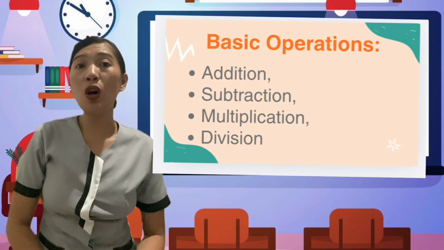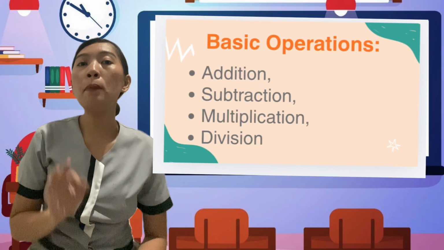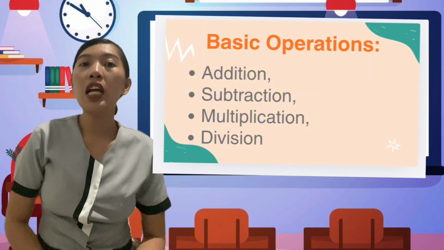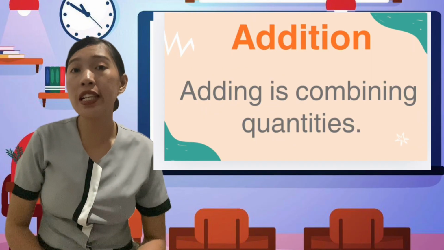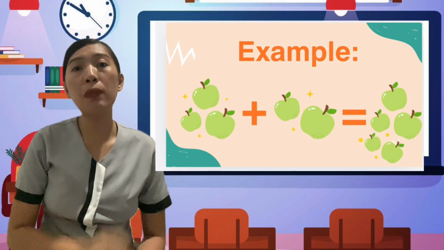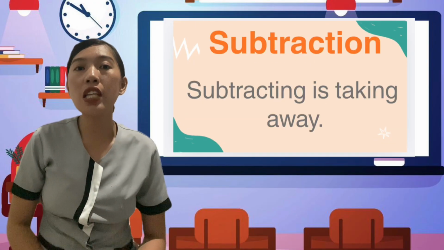Now let us move on to basic operations: addition, subtraction, multiplication, and division. Addition is adding or combining quantities. Example, 3 apples plus 2 apples equals 5 apples.